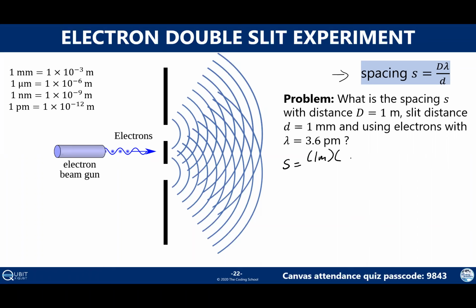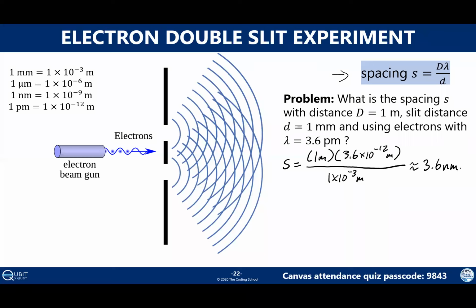So lambda is 3.6 times 10 to the minus 12 meters, and capital D is 1 meter, divided by the slit distance, which is 1 millimeter. If you work this out, you should get something around 3.6 nanometers. Now, 3.6 nanometers is much, much too small to see. Our limit for what you can see is 300 micrometers, so this is several orders of magnitude off. If you were just trying to look at the screen with your naked eye, the distance between these light and dark patches would be so small that you would basically just see a blur.